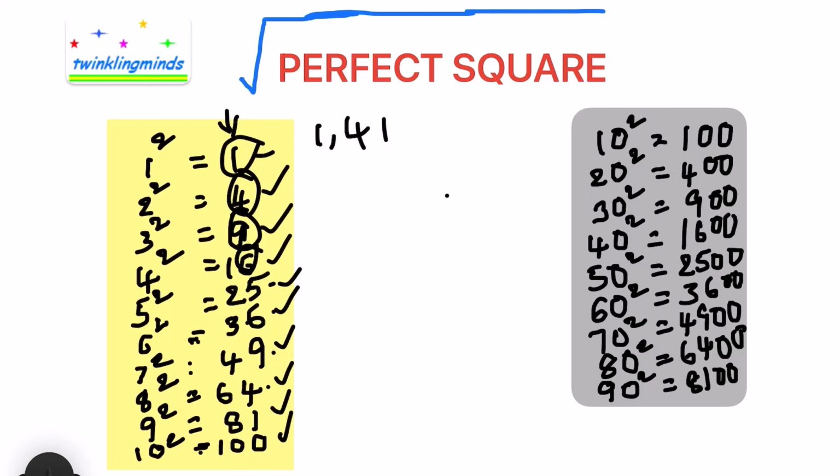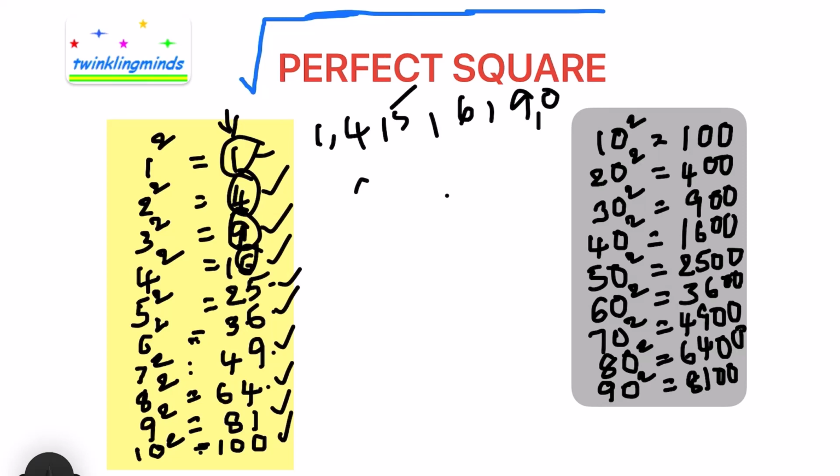And that means if you have 1, 4, 5, 6, 9 or 0 at the units position of a number, then there is a possibility that that number is a perfect square, but it is not 100% guaranteed.